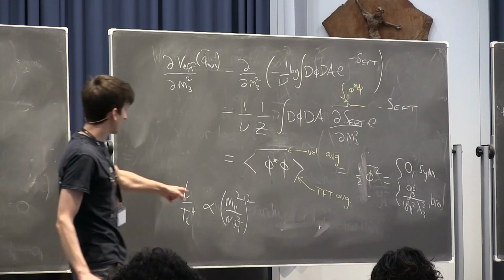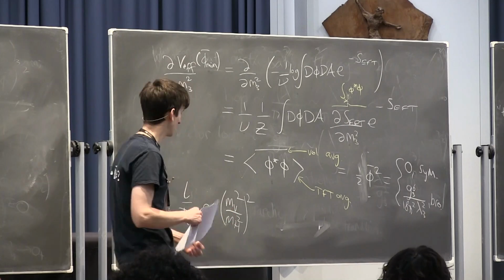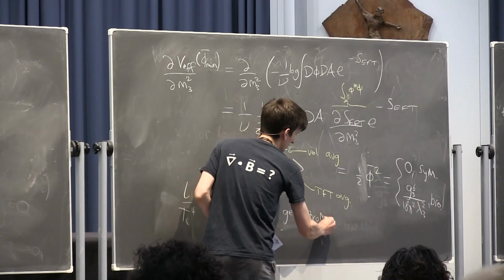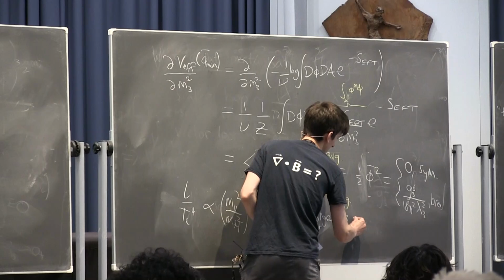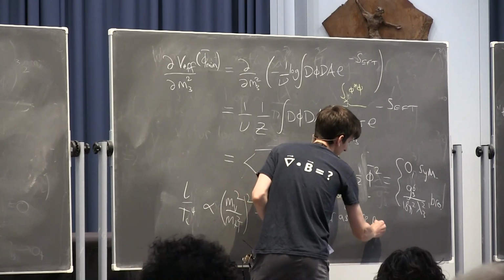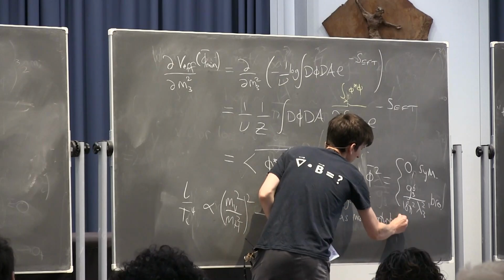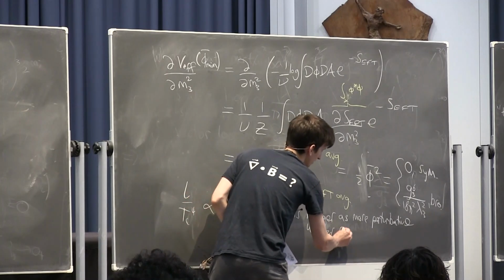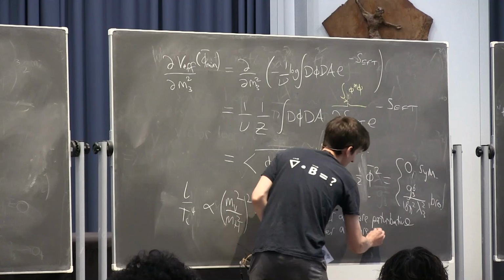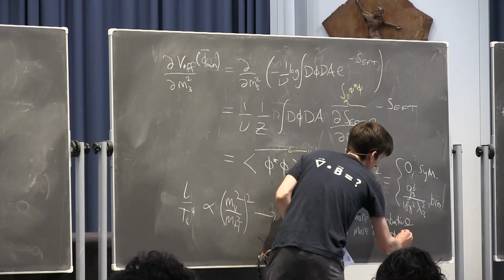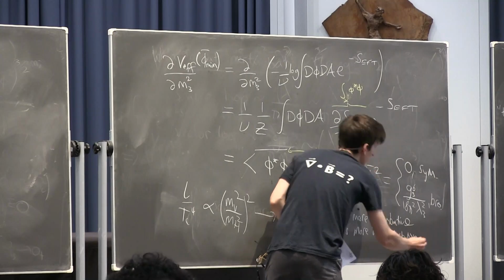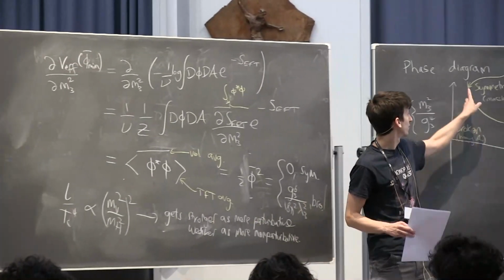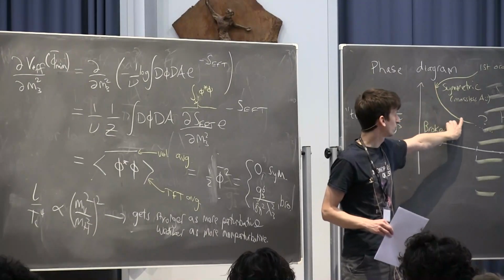So as the hierarchy of scales grows, as my vector gets heavier compared to my Higgs, this gets stronger as it gets more perturbative. And consequently, it gets weaker as it gets more non-perturbative. So going back to this phase diagram, the transition is super strong up here and gets weaker and weaker as we go down here.